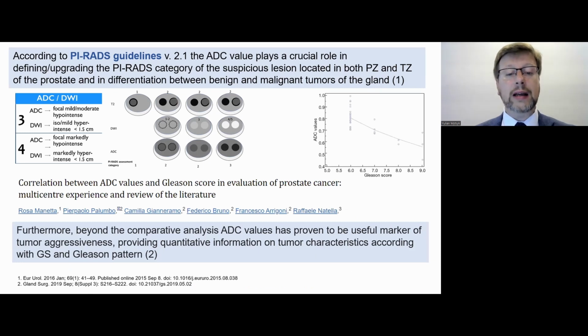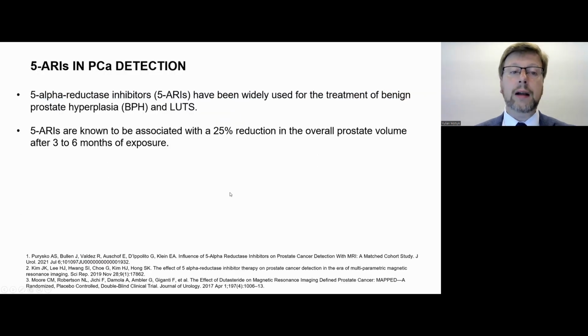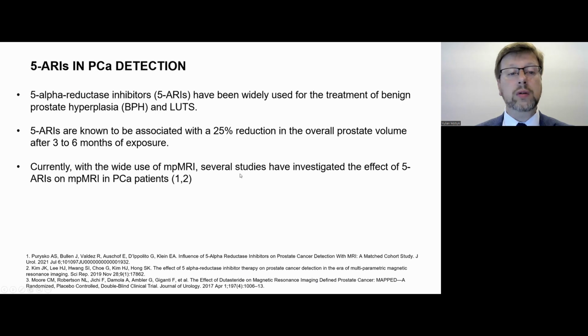And also there is data that ADC values play a useful role in the differentiation between different Gleason scores or Gleason patterns. 5-alpha reductase inhibitors have been widely used for the treatment of benign prostate hyperplasia and lower urinary tract symptoms. They show a possibility to reduce the volume of the prostate when exposed from 3 to 6 months.